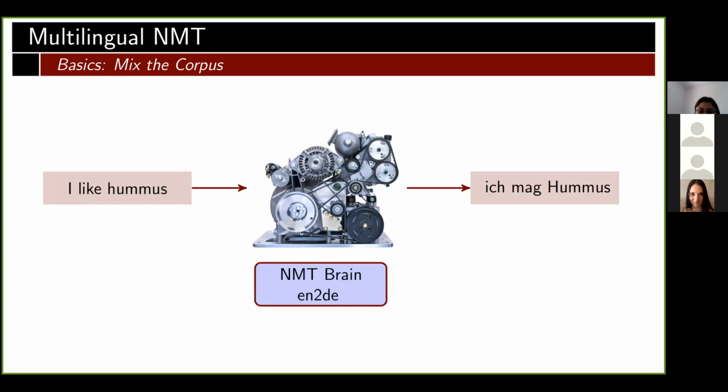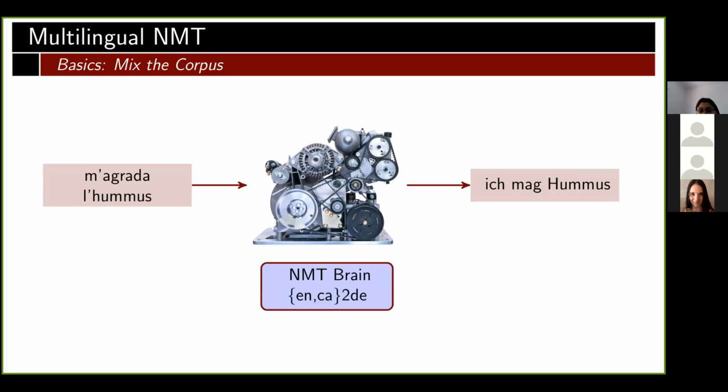So, okay, now I have my English to German, but I also want to translate Catalan. So I want a system that translates from English and Catalan into German. That's simple. The only thing that I do is during training, I add more sentences. So now I've been feeding the system with English German, so let's also add Catalan German sentences. In the same corpus, I would add the equivalent sentence, m'agrada l'hummus, ich mag hummus.